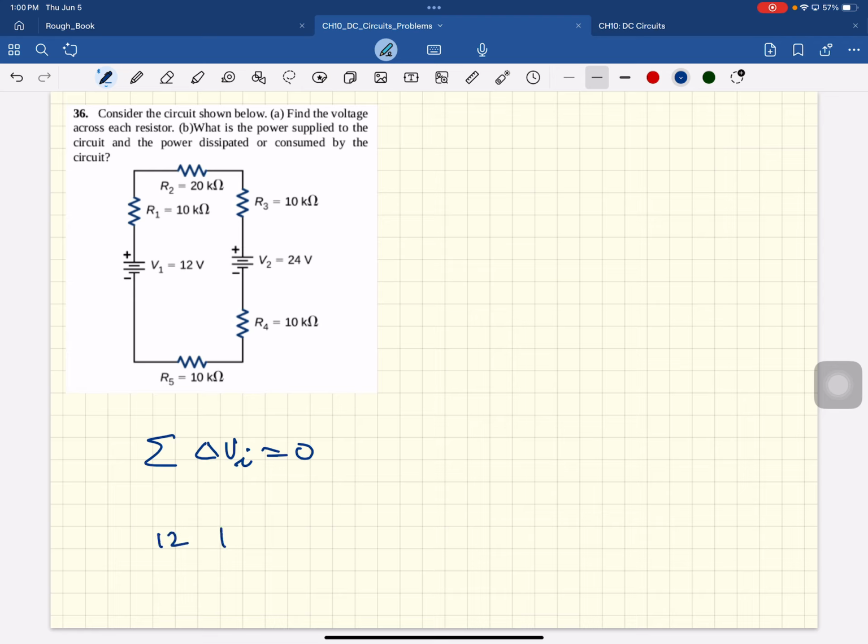Plus 12 volts. I'm starting here and going around. So that's plus 12 volts. Or let me write the symbols. Plus V1, and we'll say the current is flowing this way. And the current is going that way. So you're going against the current. So that's plus I R1 plus I R2 plus I R3. And what is the next term? Minus V2. Minus V2. Very good.